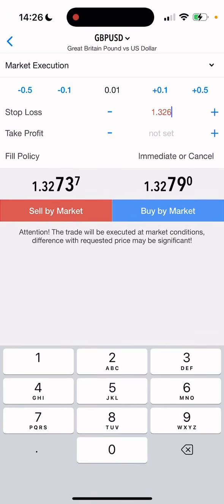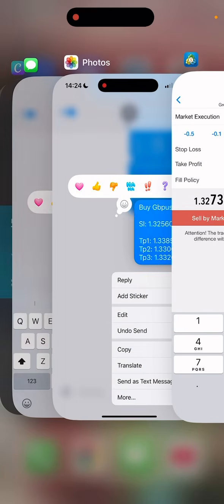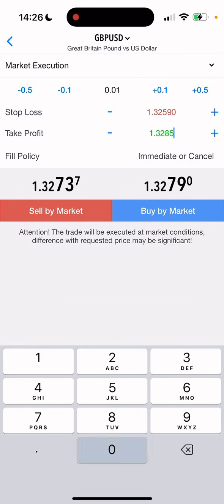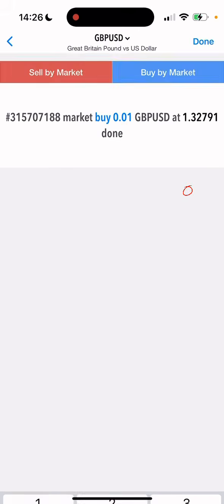We'll put our SL first, 560, right? 560. Then we'll put our TP, 32850. Now they said buy now. So what am I going to do? I'm going to tap on buy by market. If they say sell now, I will tap on sell by market. So let us place the trade, buy now.